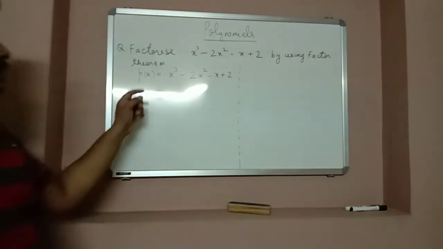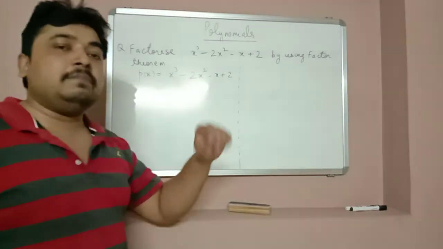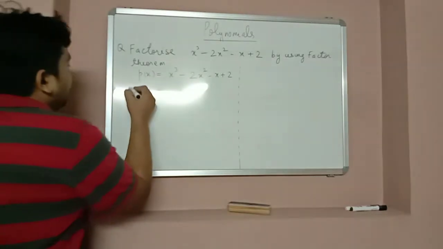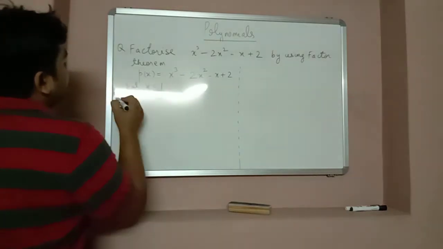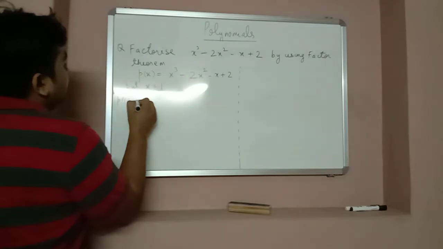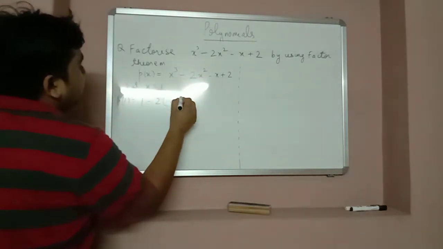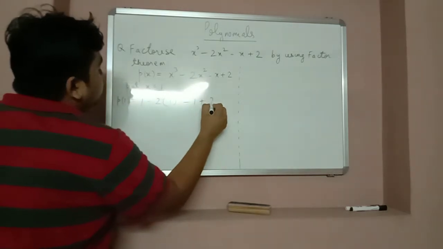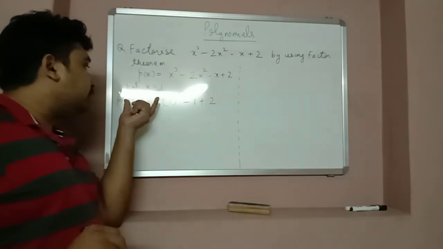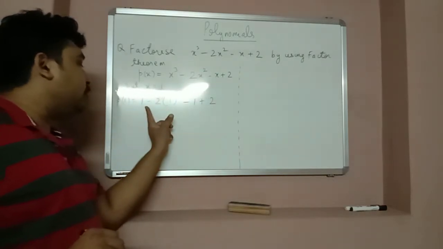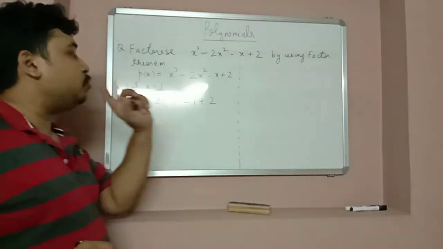Now let us try to find out the value of x for which the polynomial becomes 0. Firstly we will put x equals to 1. So p of 1 equals 1 cube minus 2 into 1 square minus 1 plus 2. If the content is not visible correctly, I am repeating, it is p of 1 equals 1 cube minus 2 into 1 square minus 1 plus 2.